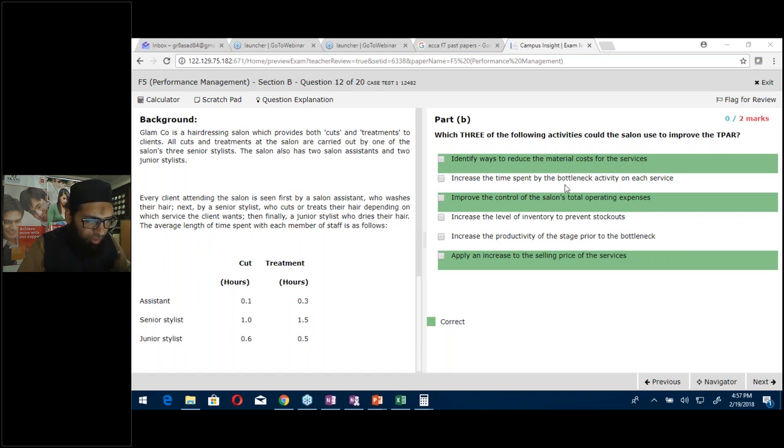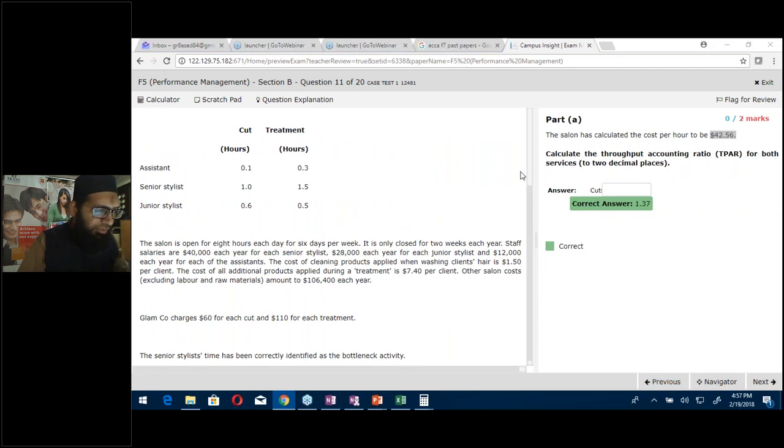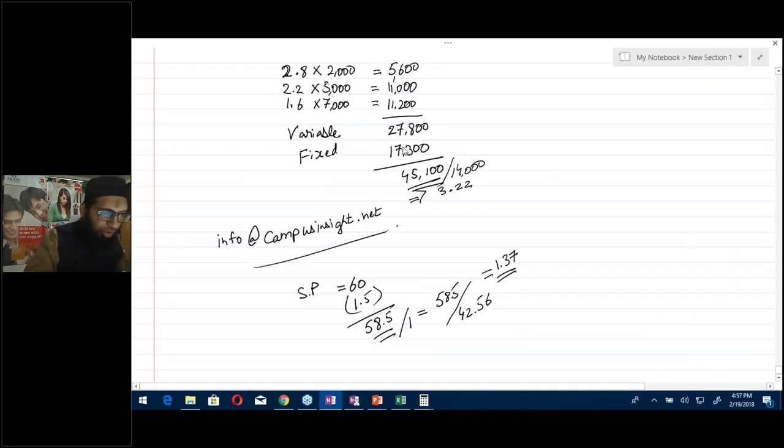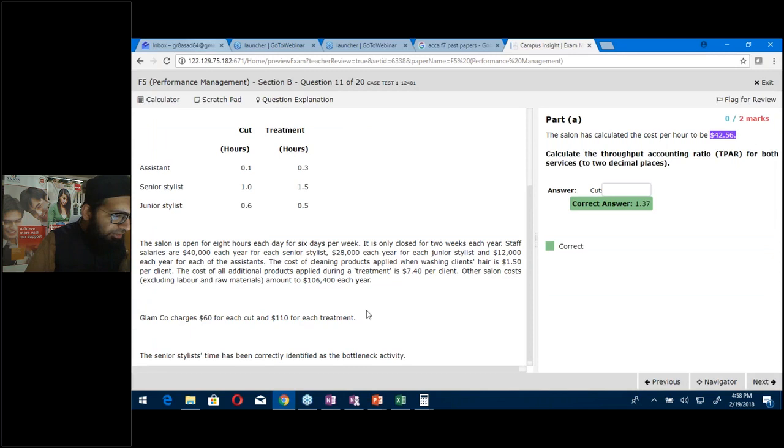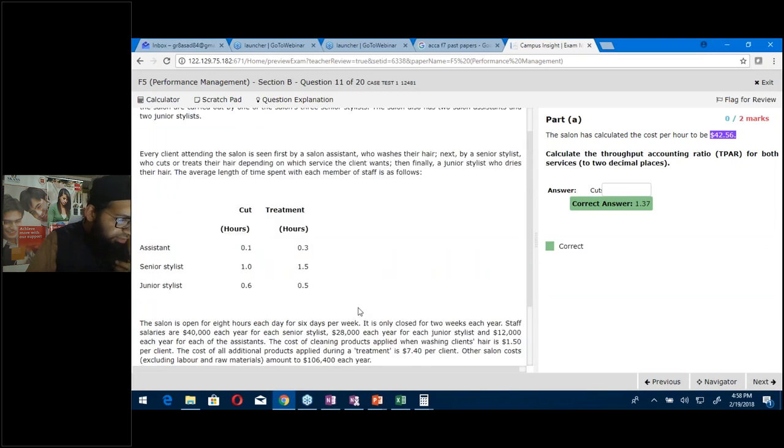Fahad is continuously asking me how to identify the bottleneck. Dear, it is simple. First of all, we will see how many hours are available for each of them. How many hours are available? So how many persons are there of assistant?